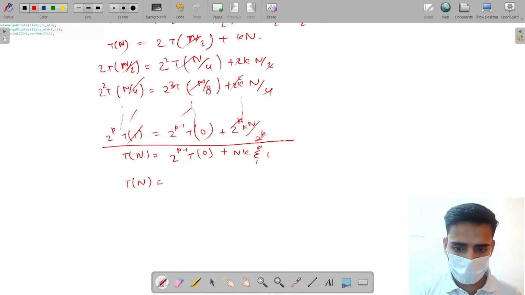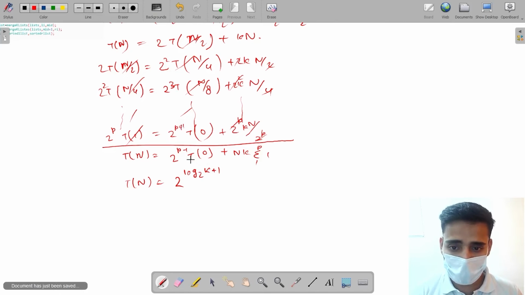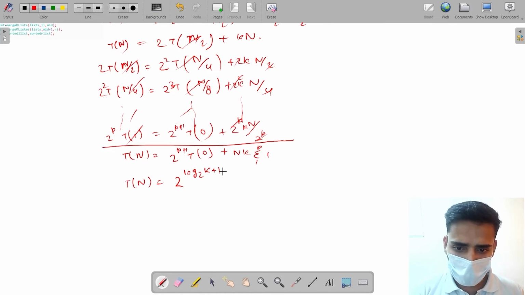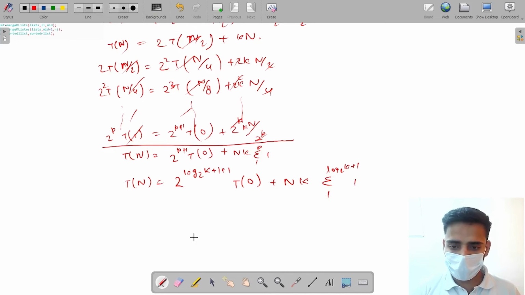Okay, so here twice of log 2k plus 1. Okay, this was plus 1 by mistakenly I write it. So k plus 1 plus 1 and T to the power t of o plus nk, it will be a summation from 1. The value of p is log 2k plus 1. So what will be the result of this, let's write it.